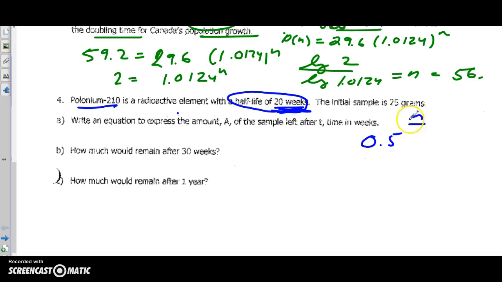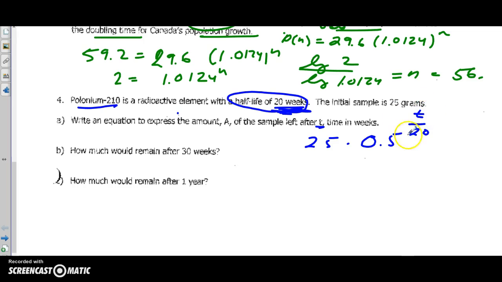Your exponent is going to be n, or t in this case, sorry, whatever your variable is, it's t, divided by your half-life, so 20 weeks. So t divided by 20 is your exponent. Always your exponent divided by your half-life. What's my initial amount? It's still ab to the x. My initial amount is 25. So 25 times 0.5 to the t over 20.